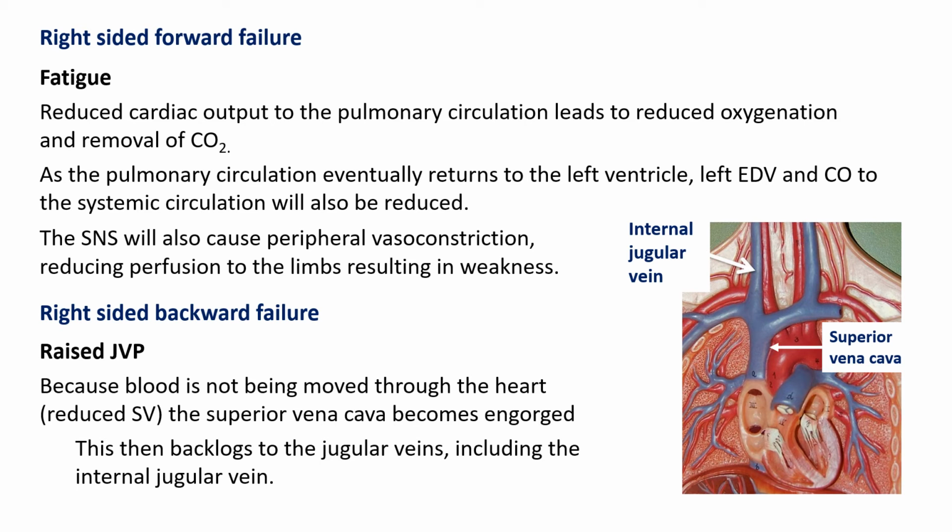This is your jugular venous pressure in the internal jugular vein. If you've got back pressure there, you're going to start to see engorgement of that internal jugular vein, and it's going to give you raised JVP.